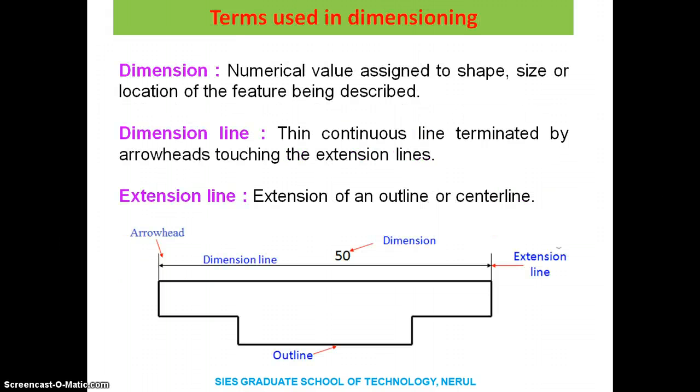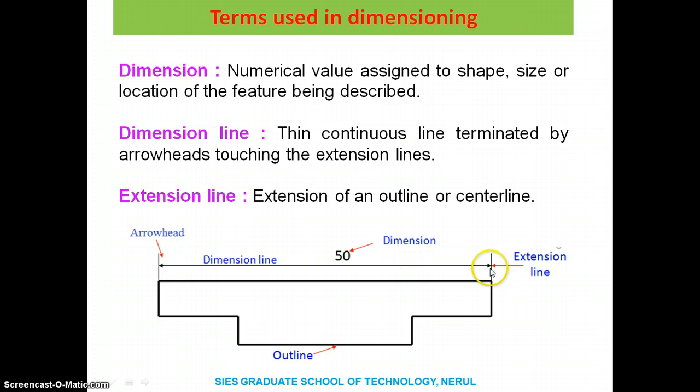The various terms used in dimensioning are dimension. Dimension is this numerical value which is assigned to the shape, size or location of the feature being described. It tells about the dimension of the particular outline. Dimension line. Dimension line is a thin line and is terminated by arrowheads. It should be perpendicular to the extension line. Extension line. Extension line is the outline or center line of an object.